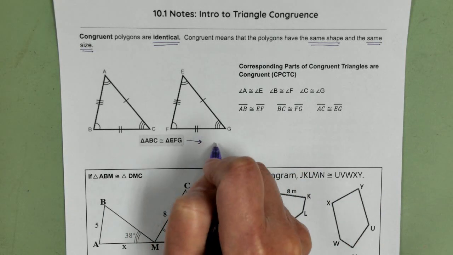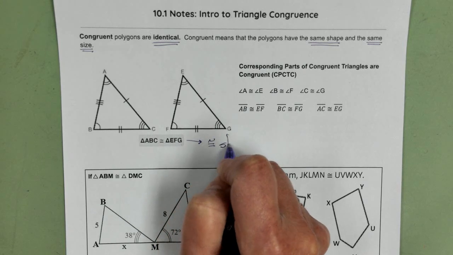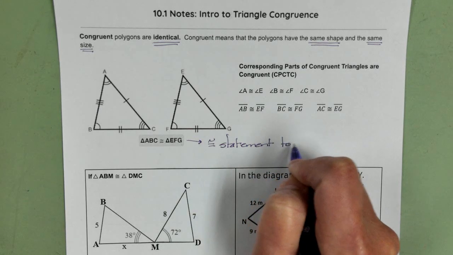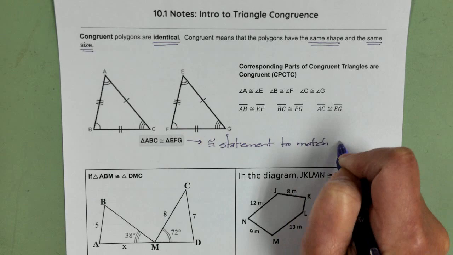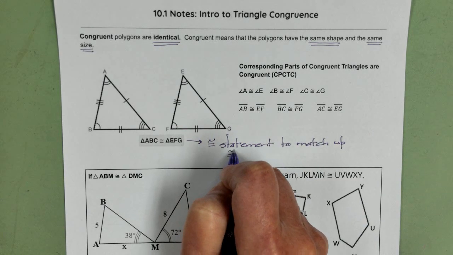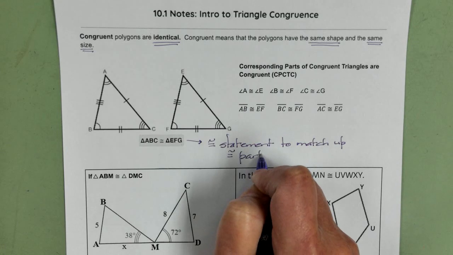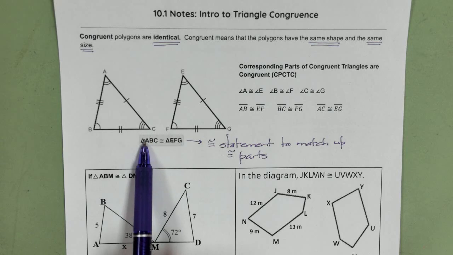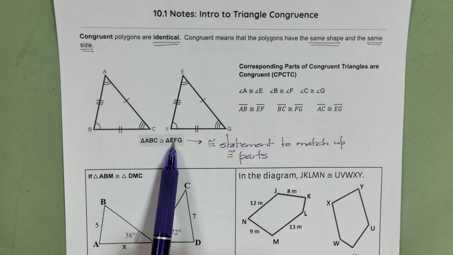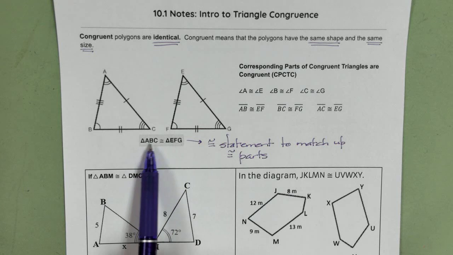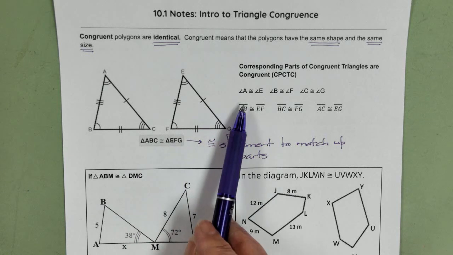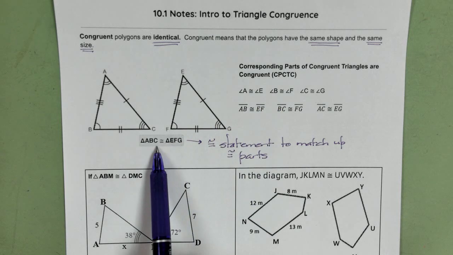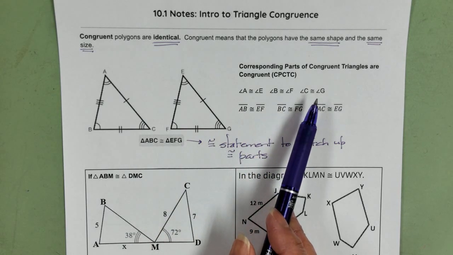We're going to use this congruency statement to match up congruent parts. It's very straightforward because the angles are in order here, and it matches up with the angles here. So for instance, angle A corresponds to angle E, they are congruent. B corresponds to F, they are congruent. C corresponds to G, those angles are congruent.